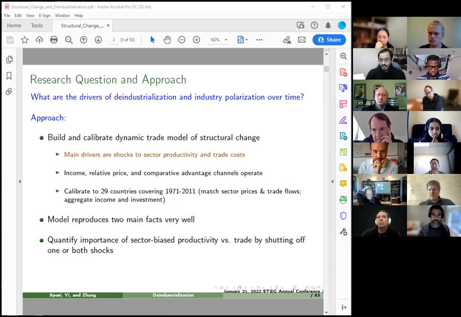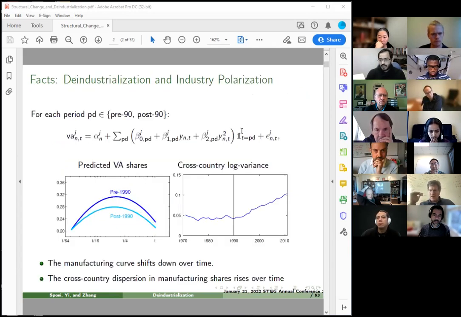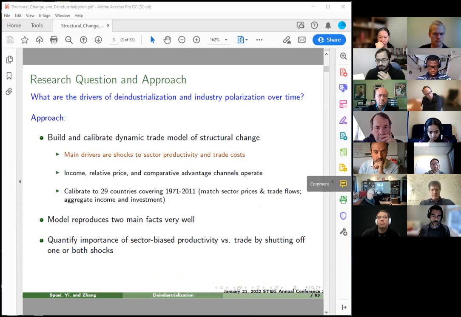Can I ask a quick clarifying question? Of course. The second fact you got, is that for the full set of cross-country panels, or is that for the ones that have already gone past the peak? This is for our full set of countries. Okay. I haven't heard that before, so I was curious.